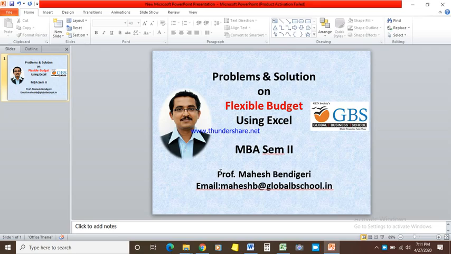On flexible budget using Excel. So in the last class we have seen how to solve problems on cash budget. So today we'll continue with the flexible budget.